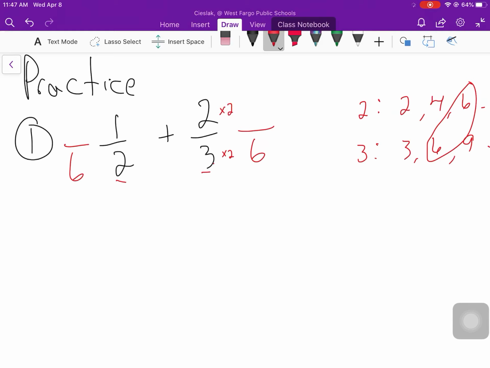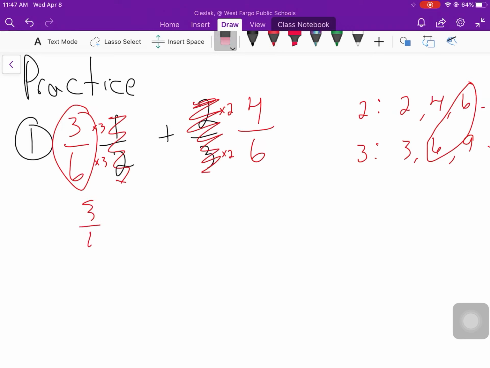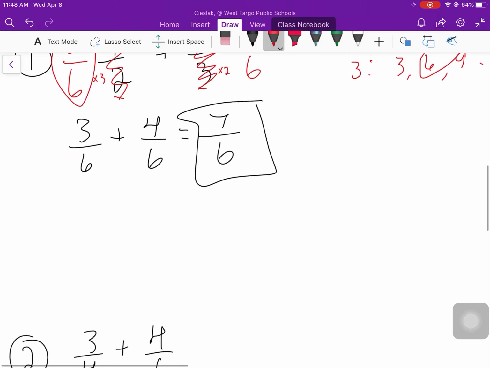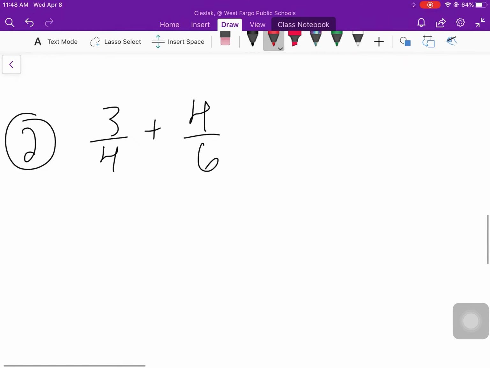So now 3 times what gives me 6? It's 3 times 2. So I do times 2 on the bottom and top. It has to be the same. 2 times what gives me 6? 3. And then 1 times 3. Okay, so 1 times 3 is 3. 2 times 2 is 4. I'm going to cross off my original. And now my new problem is this, 3 over 6 plus 4 over 6. 3 plus 4 is 7. Bottom stays the same. We get 7 over 6.